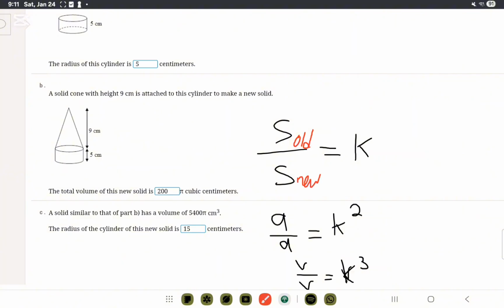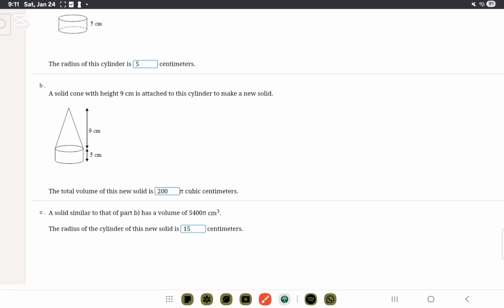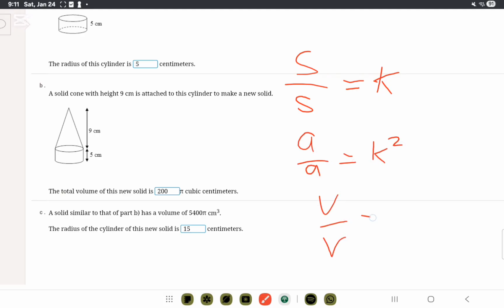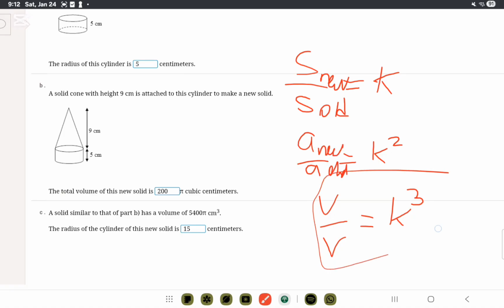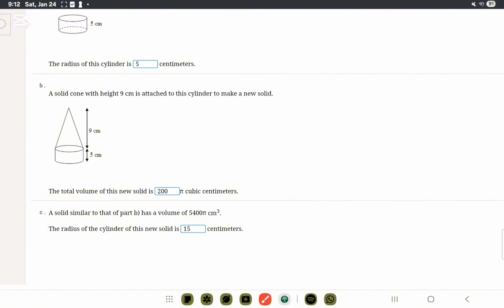Okay, now what is our old k? Hold on. Okay, so what you need to know for this one is side over side gives us a constant called k. Area over area gives us a constant k squared, and volume over volume gives us a constant of k cubed. Okay, and it's new over old. Anyways, now we're looking at this one. I'm gonna erase everything and start again.